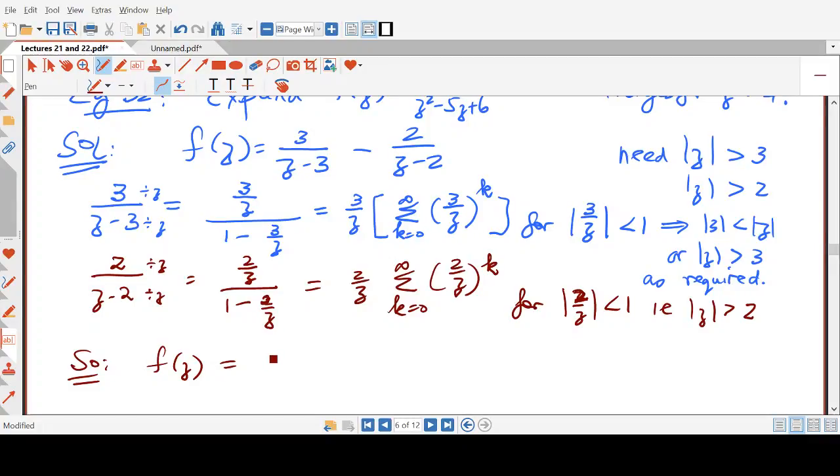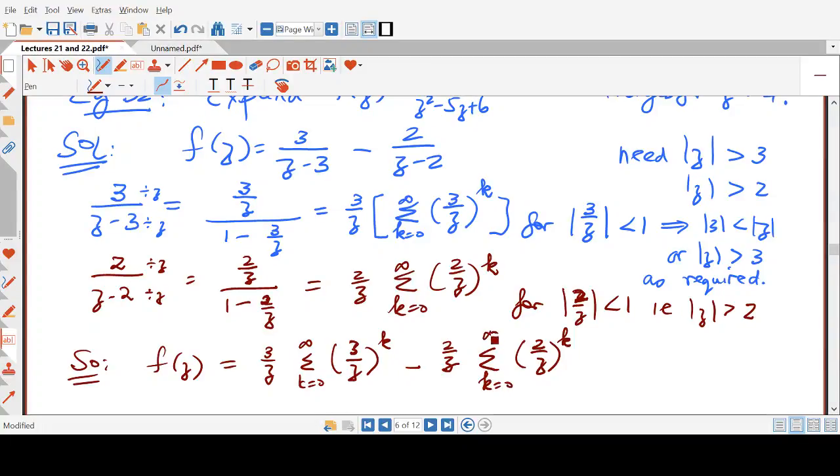f of z will be 3 over z sigma 3 over z power k, k is 0 to infinity. Minus. There's no minus sign that appeared here in the calculations. So it's 2 over z sigma 2 over z power k, k equals 0 to infinity. That is the series. And that will be valid for z more than 3. Z more than 3 covers both guys.